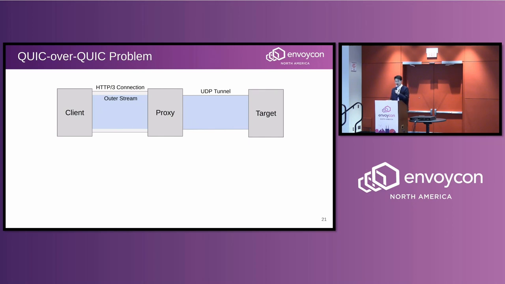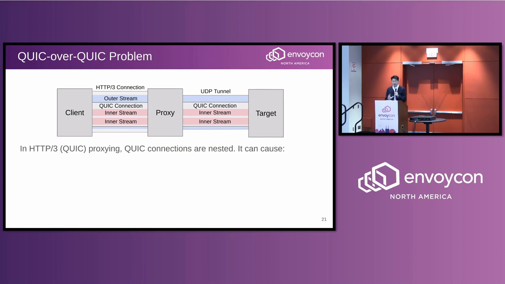And through this stream, the client establishes a QUIC connection to the target. Then the client can send QUIC or HTTP3 streams through this inner connection. And as you can see, QUIC connections are nested in the H3 or QUIC proxying case. And this can cause the following issues.